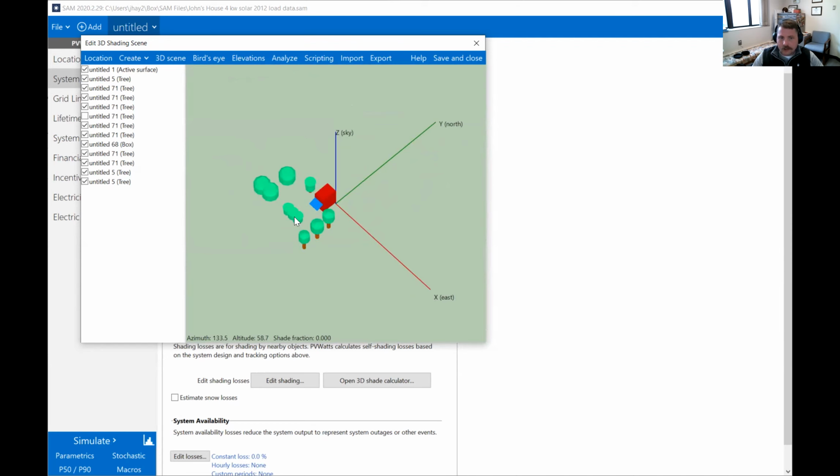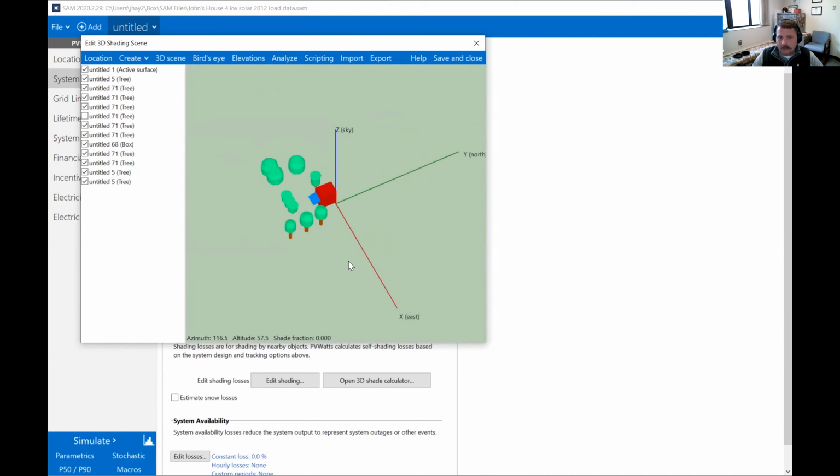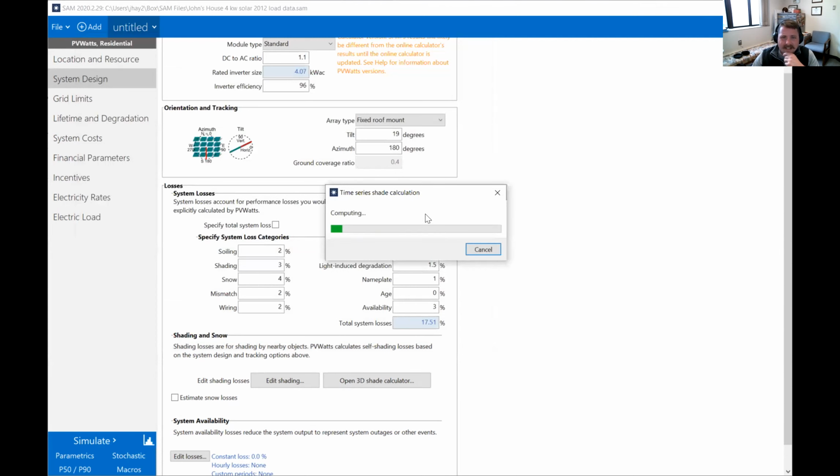And that one tree is really my only problem. I could delete every other tree on here. I just left them there for fun more than anything, because that tree is the only one that's causing me any problems. But by doing that shading model, it has changed my estimated production from about 5,700 kilowatt hours a year to 5,400 kilowatt hours a year. And that's very accurate to what I'm actually producing. It's doing the computations right now for that 3D shade. That's a really fun tool.